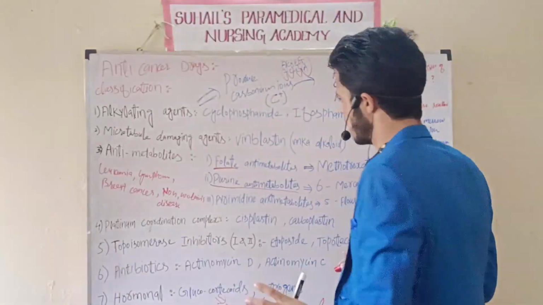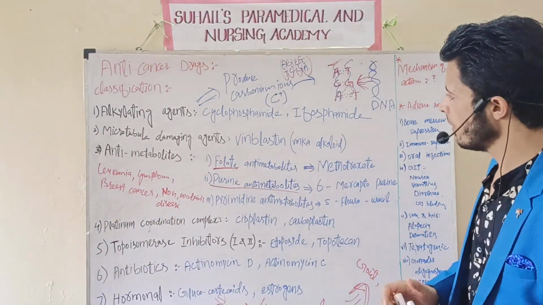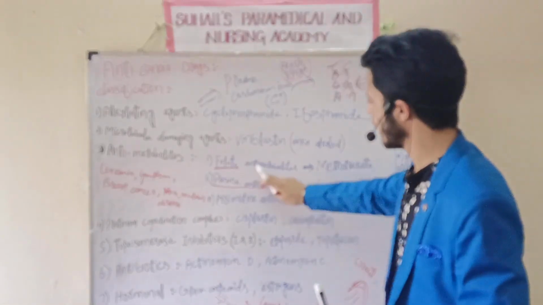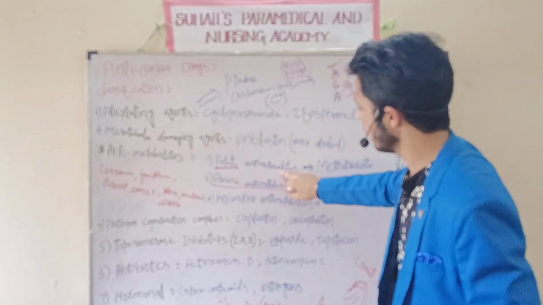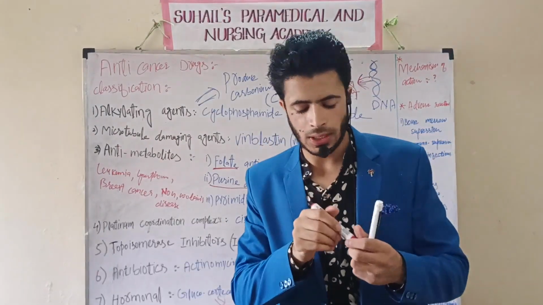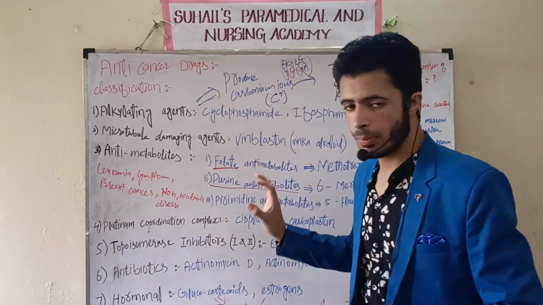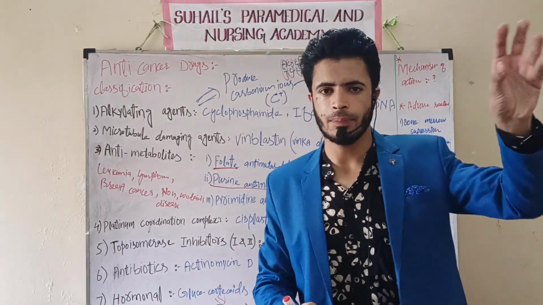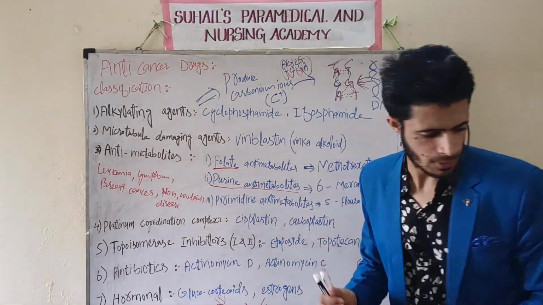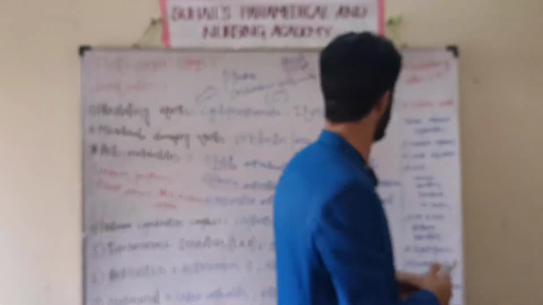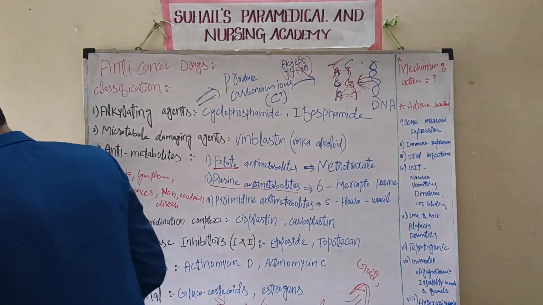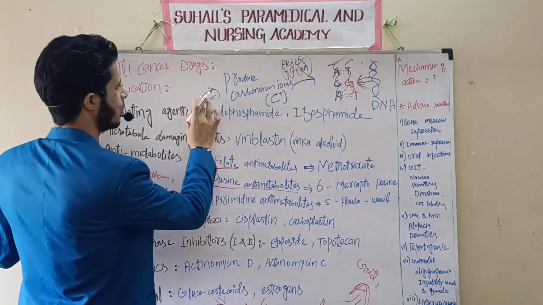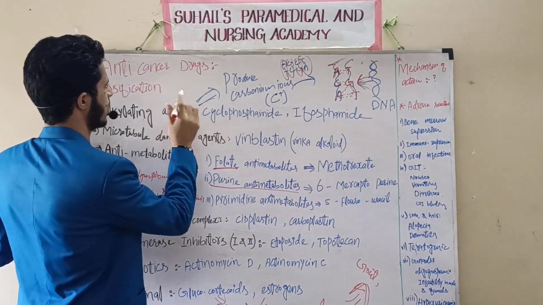Now I have explained this as a simple mechanism. How these antimetabolites act, I already told. Suppose these are folic antimetabolites. What will they do? They will inhibit the formation of tetrahydrofolic acid. I think I will explain the mechanism of this also. You can see here.